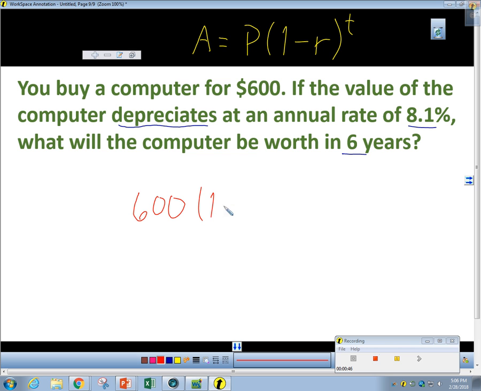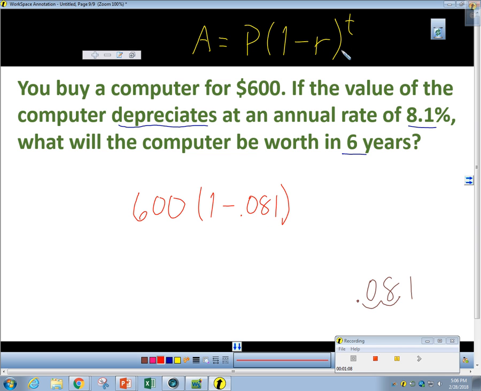We have 1 minus R. R is the rate. That's the 8.1 that we got to make into a decimal. We're going to move the decimal back 2 spots, fill in our missing spot with a 0 here. So it's 0.081 is our rate.